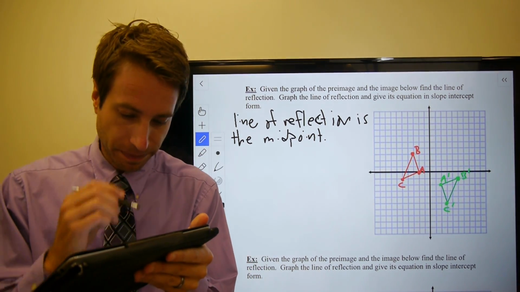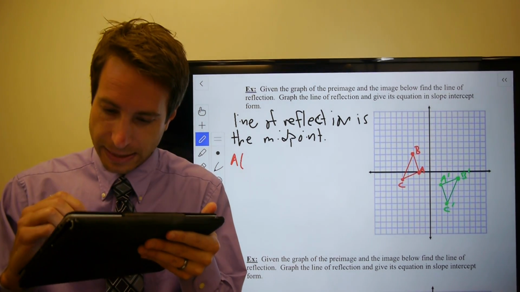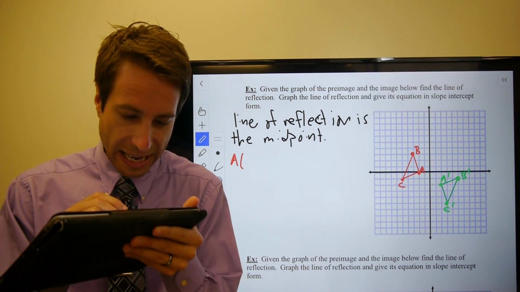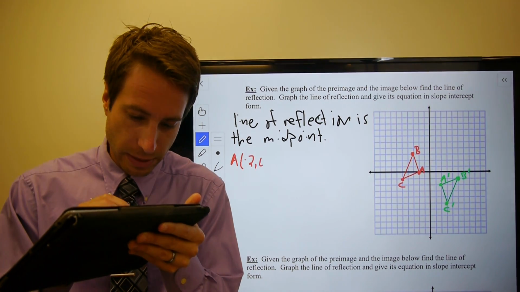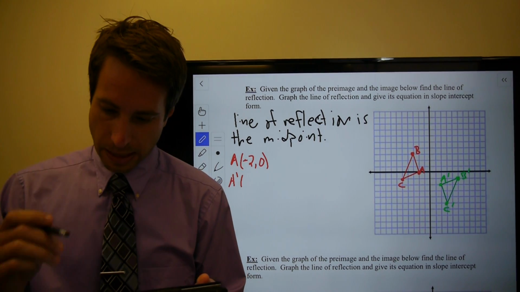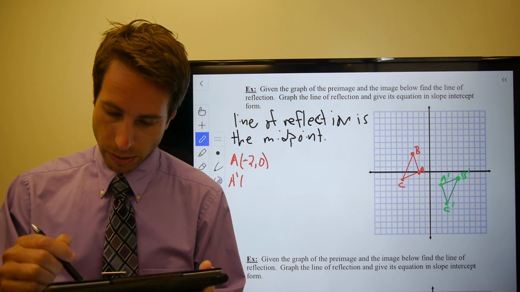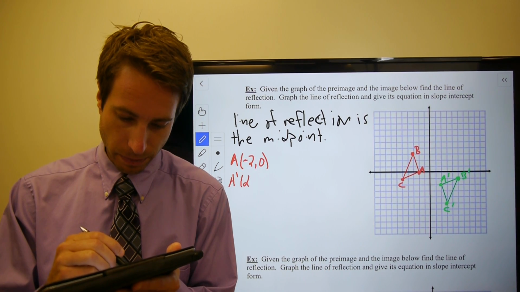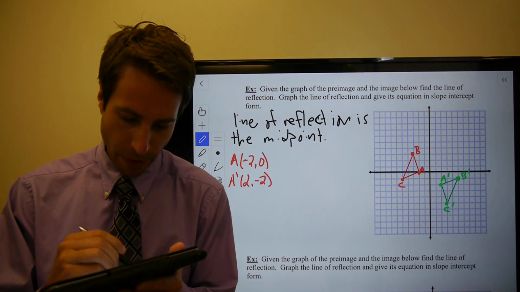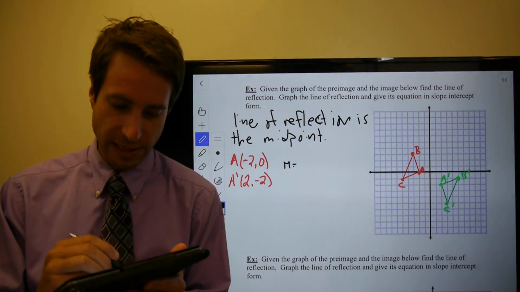Here we go. A and A prime. A is at -2, 0. A prime is at, let's see, 1, 2, -2. We're going to calculate the midpoint for that in just a second.